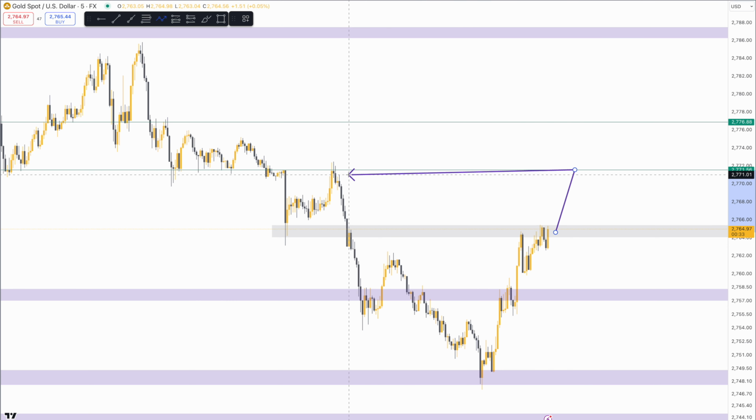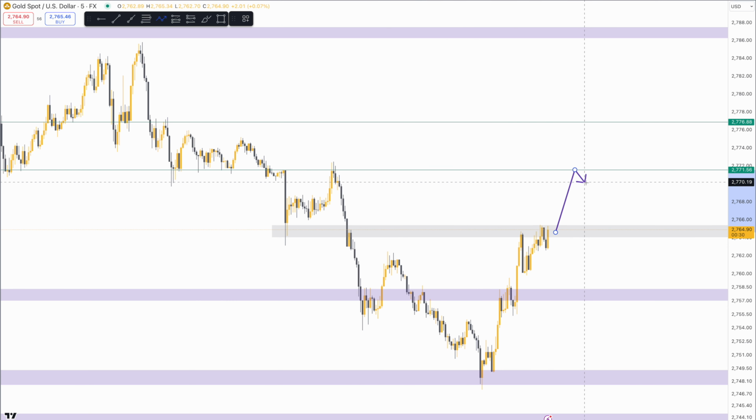However, we could test this same level as a resistance. As you can see here, it is quite a strong point within the markets as of right now, and we could just see price start consolidating between the 2771 and 2764 ranges. So that's a possible scenario for the short term.